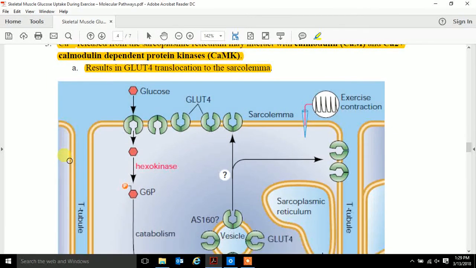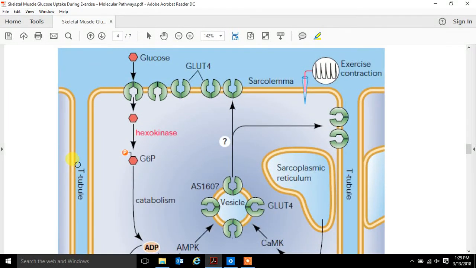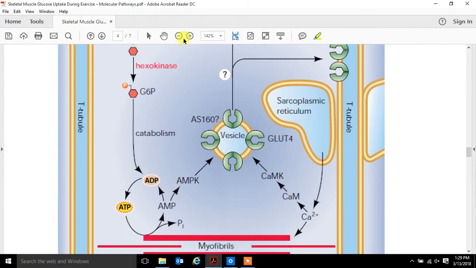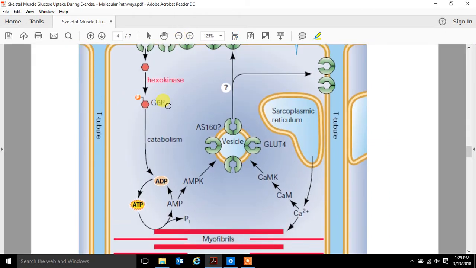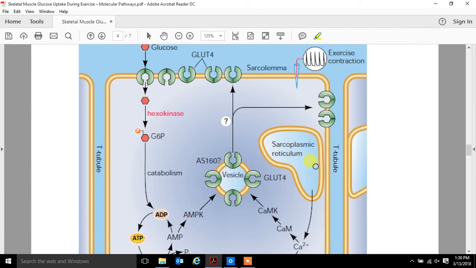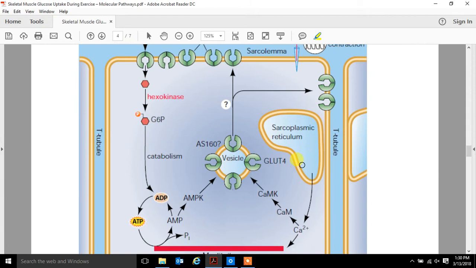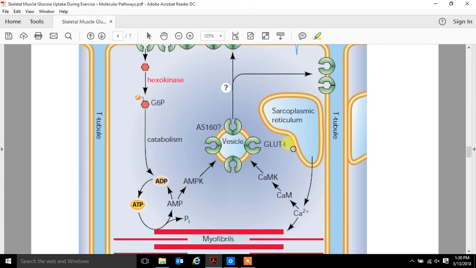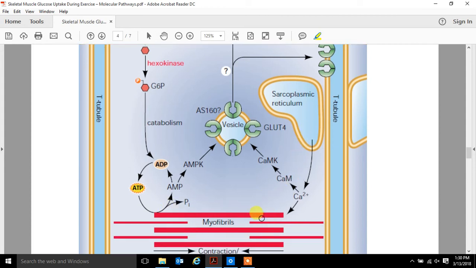So let's look at this just visually. The text is nice, but I like the visual just a little bit better. All right, so here's our sarcolemma. We get our action potential, our exercise contraction, comes down our T-tubule, results in sarcoplasmic reticulum release of calcium, and we've learned in muscle phys and 335 and human body and so on and so forth, as this calcium goes down to result in skeletal muscle contraction.